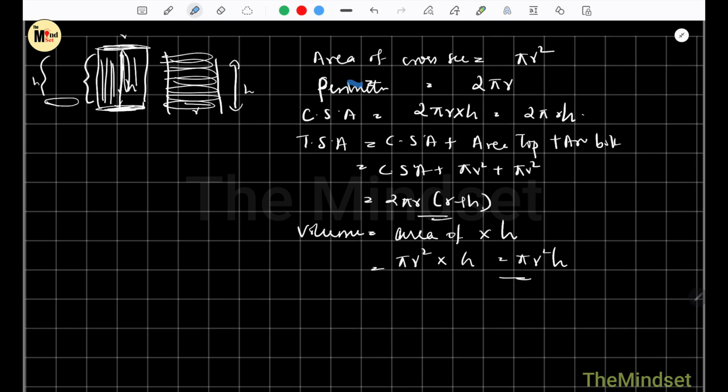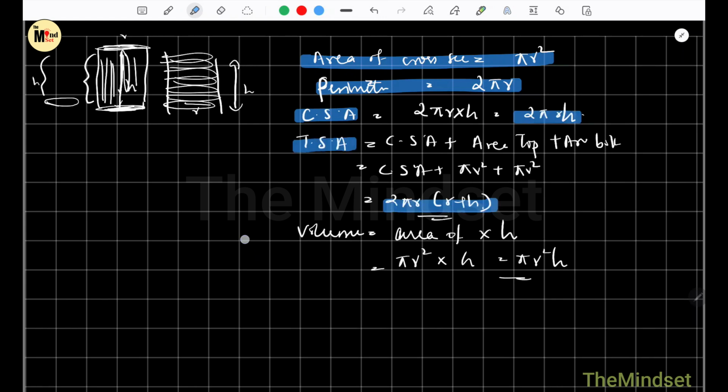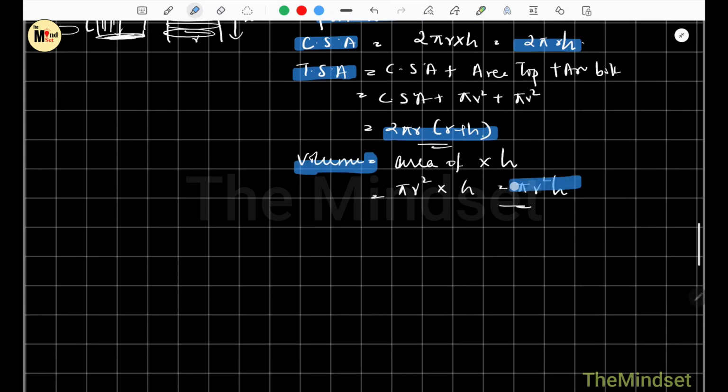I'll highlight all the important points. This is the area of cross section. This is the perimeter. This curved surface area is 2 pi r h. Total surface area is 2 pi r into r plus h, and volume is pi r square h.